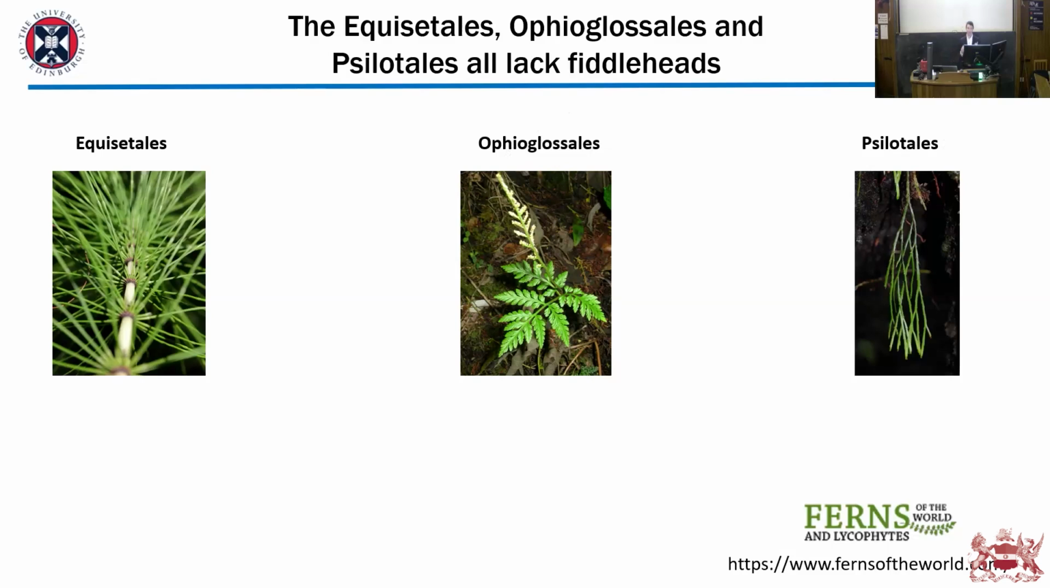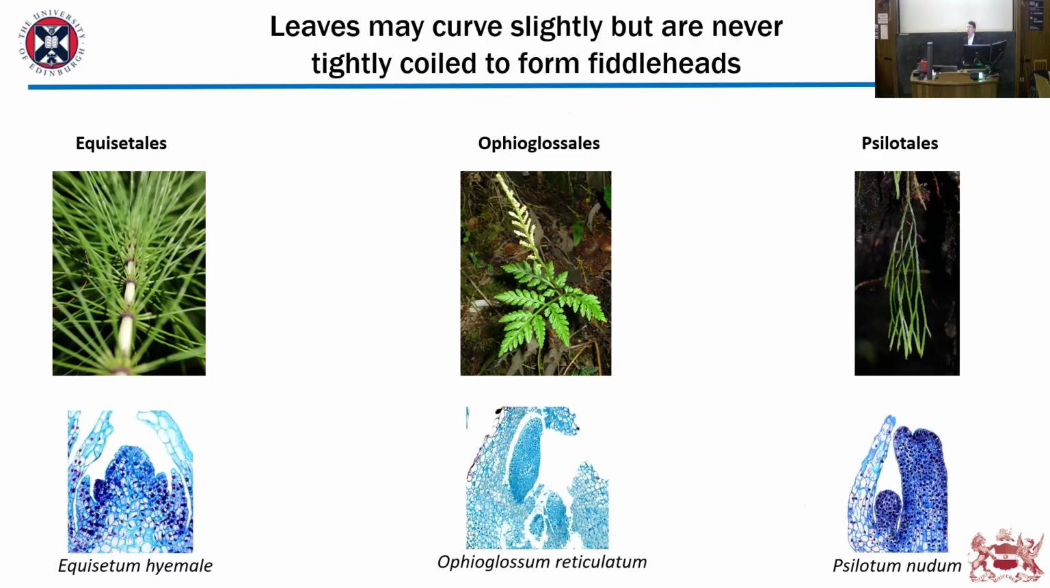And this is true not just at the macro level, but at the micro level too. If we zoom in on the apex, the growing apex of any one of these, we can't find any evidence of fiddleheads. If you look at the shoot apex of the horsetail here, you can see the leaves, they curve over the top, but they never form that type of fiddlehead we're familiar with in many other groups of ferns.